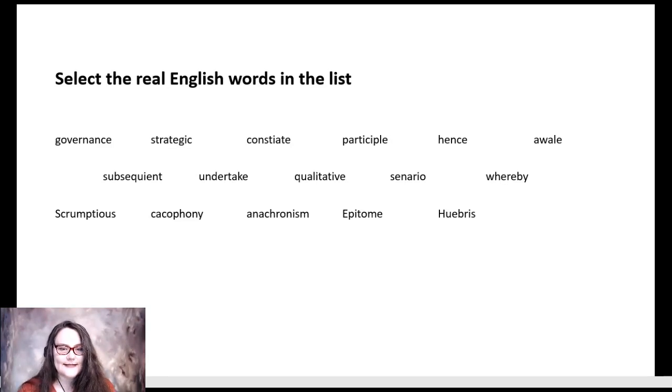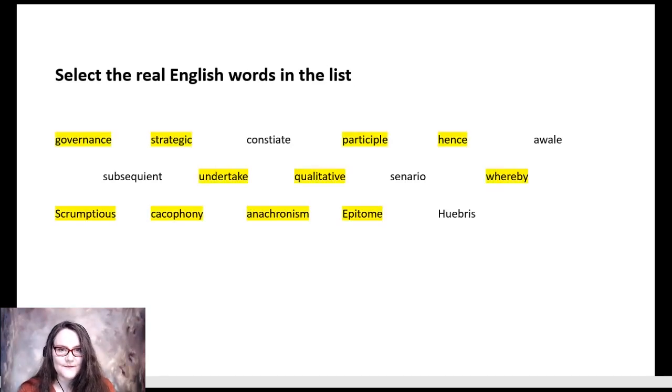All right, let's see how you did. Okay, there is the word list. I highlighted the words in yellow that are actual English words. If you take a look at them, the word governance is an English word. It is related to ruling something. It can be a government, but it doesn't have to be a government. It can be an organization, and you're talking about the rules of the organization.